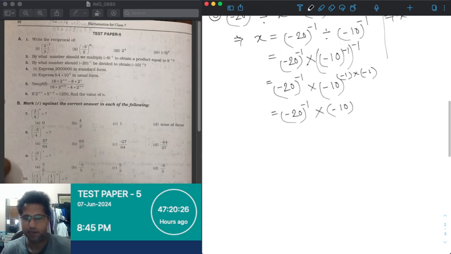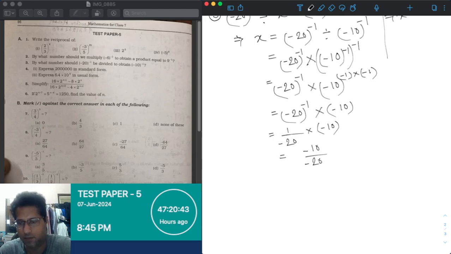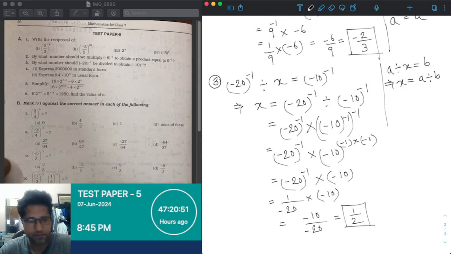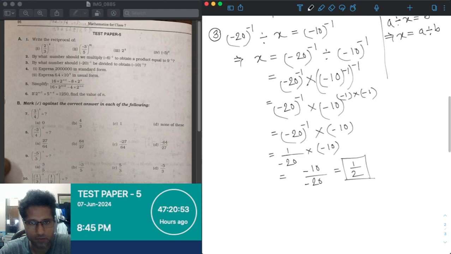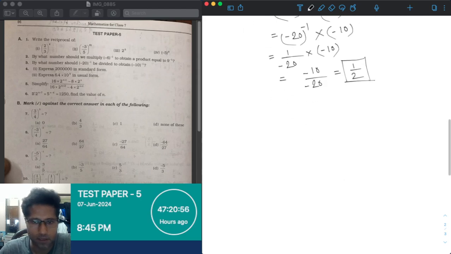And minus 20 to the power minus 1 means the reciprocal of minus 20, that is 1 by minus 20, and this is multiplied by minus 10. Now this is minus 10 by minus 20, and so minus minus cancels out. This is 1 by 2. So the number we have been asked to find is half. Okay, 3 is done. Let's see 4.